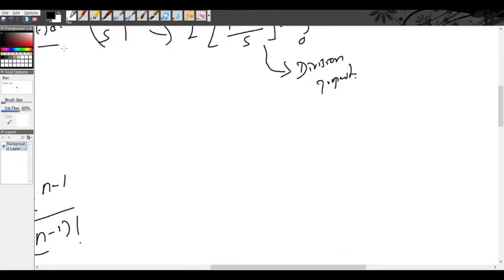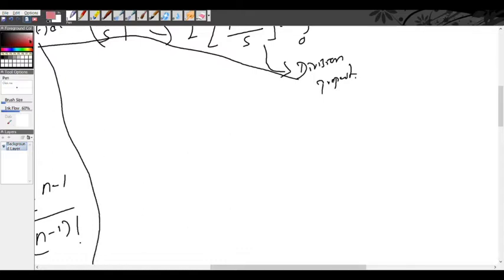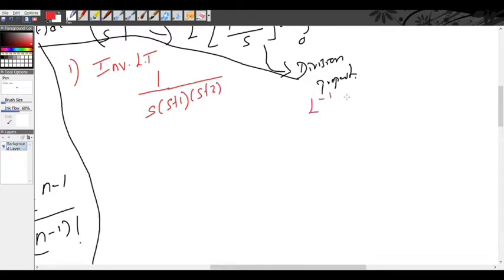Let's try to do some problems. Okay, the first important problem. Find the inverse Laplace transform for 1 by s into s plus 1 into s plus 2. If the question was to find the L inverse of 1 by s plus 1, directly we can write e power minus t, because these are all standard pairs.